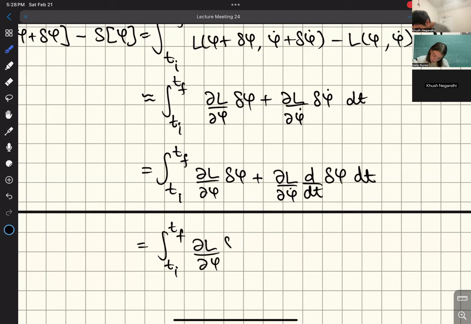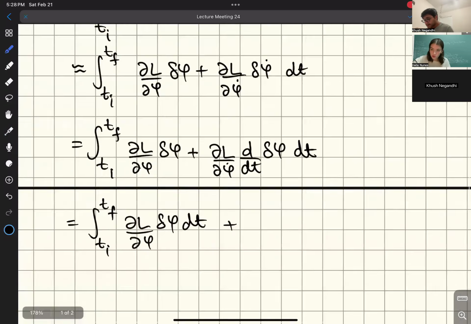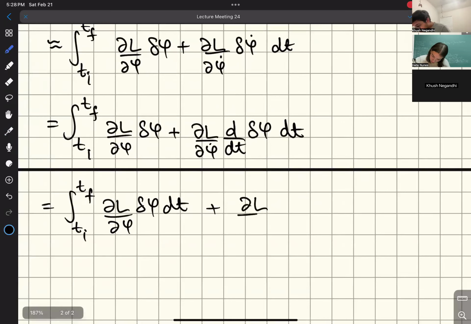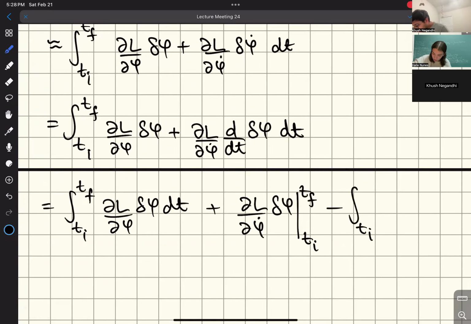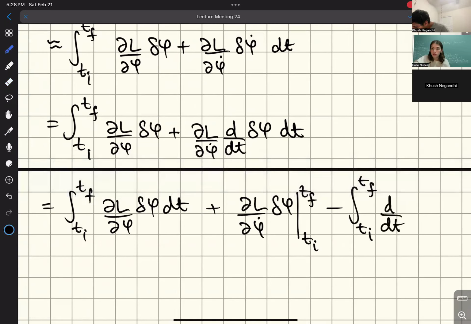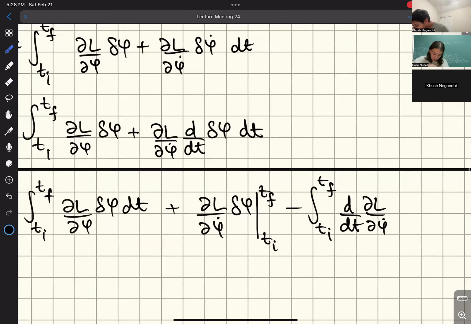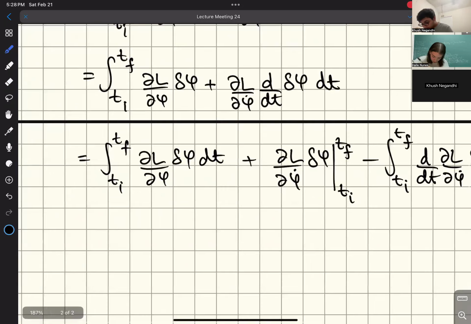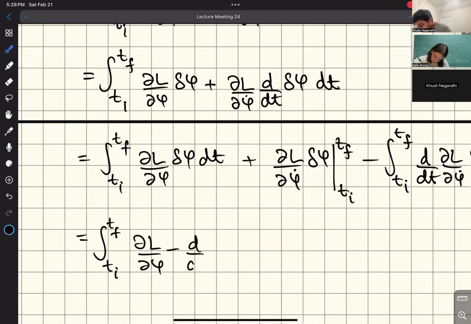Let's write this term out. Now by integration by parts, we're going to get partial L partial phi dot times the variation in phi, evaluated between Ti and Tf, minus the integral from Ti to Tf of d by dt of partial L partial phi dot times delta phi dt, which now tells me the integral of partial L partial phi minus d by dt of partial L partial phi dot, times delta phi dt, plus some boundary terms.